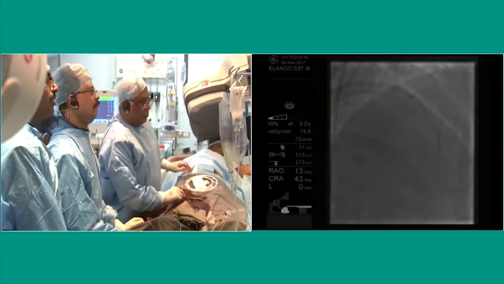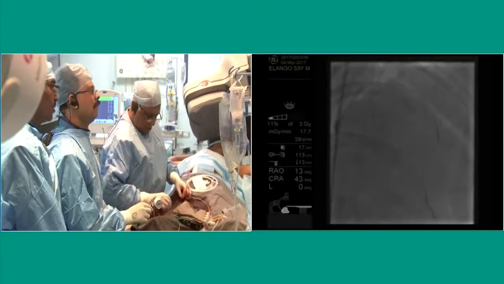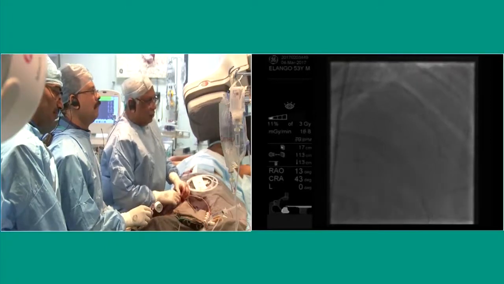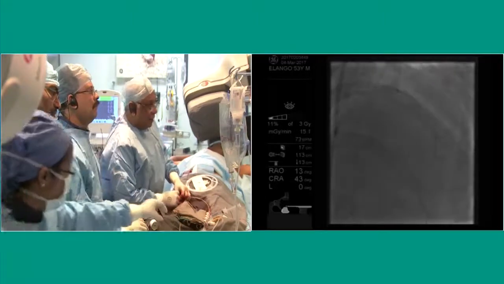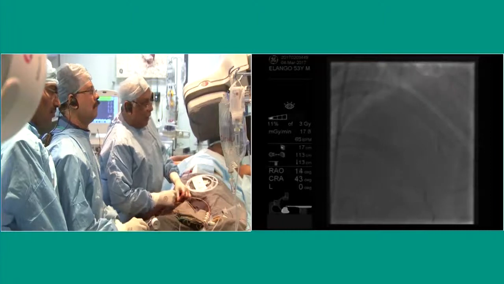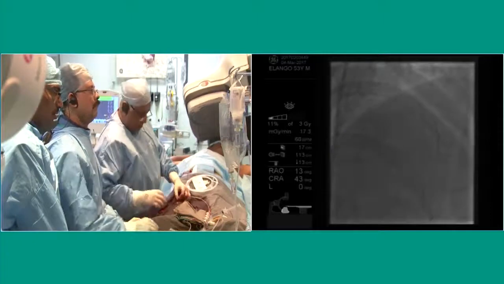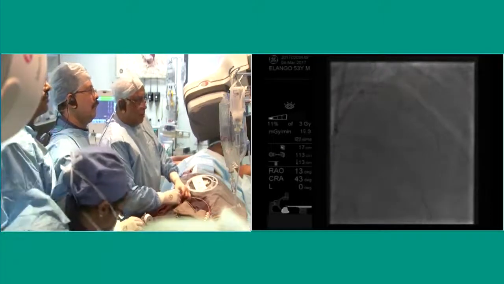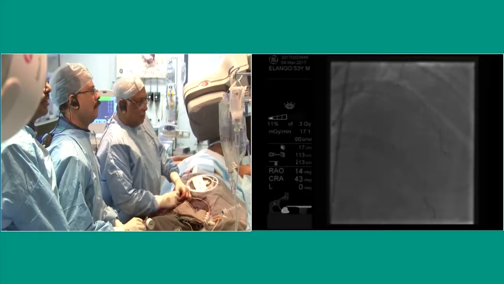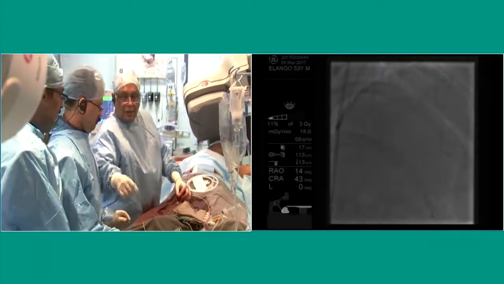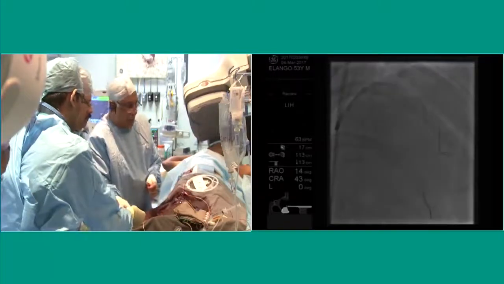It did move a little, but I think there's an intertwining and so on. I think it's a wire bias. Mathew? It could be a wire bias. Unlikely, Ashwin, because the other balloon went in smoothly. What's the wire in the LED? Which wire is there in the LED? LED is a BMW wire. Okay.